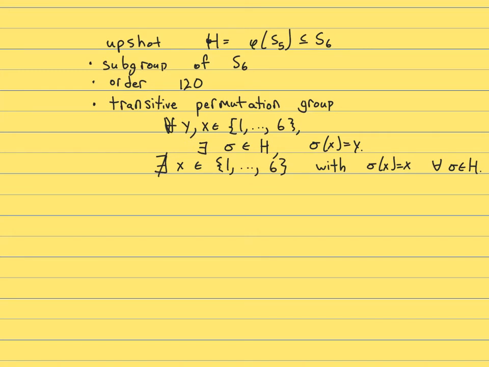How is this useful? Well, then S6 acts on the coset space by left multiplication. This gives rise to another homomorphism, which I'll call pi. It goes from S6 to S6. So coset actions are also transitive. And so what would the kernel be here?